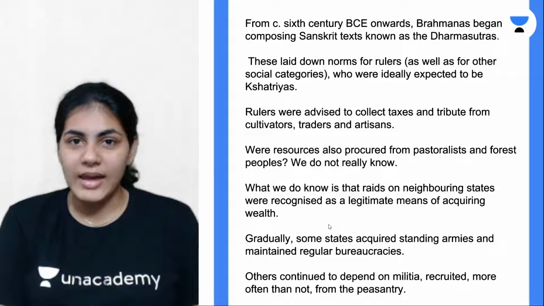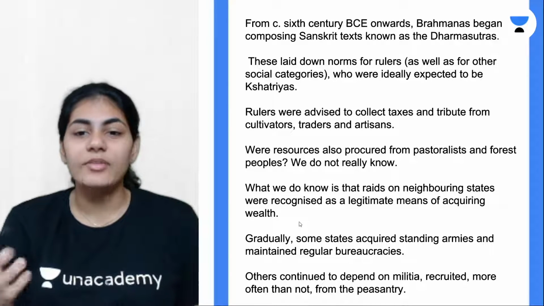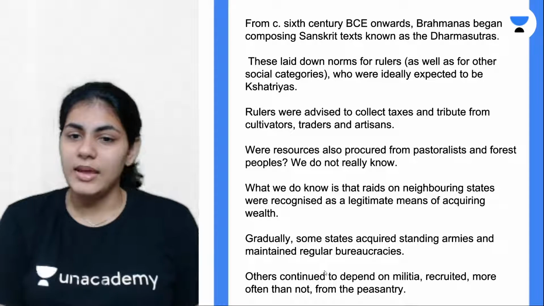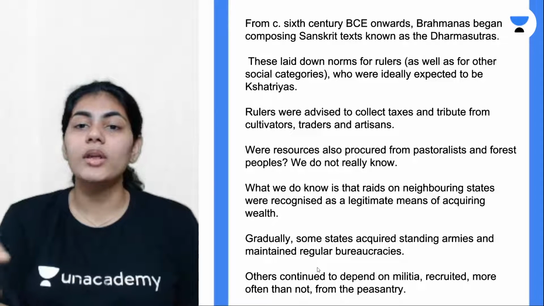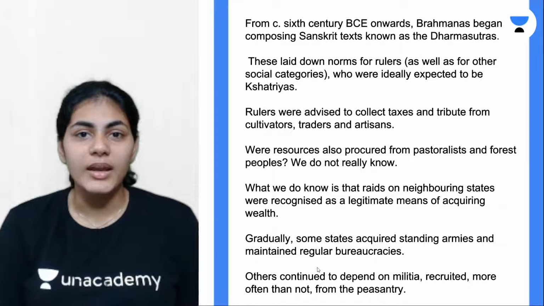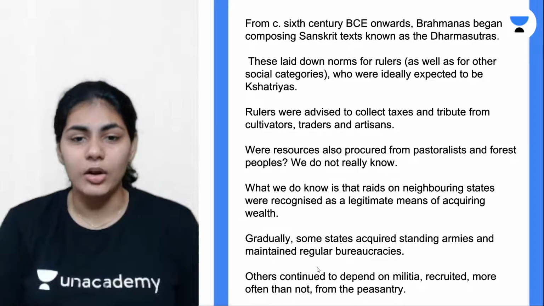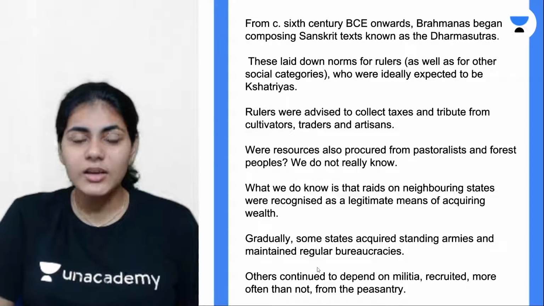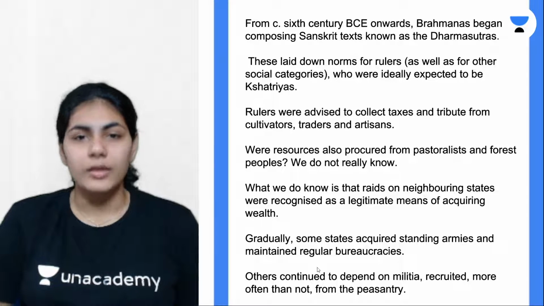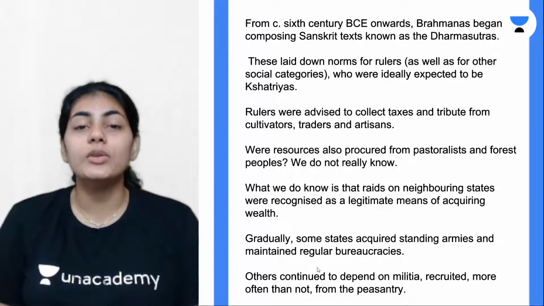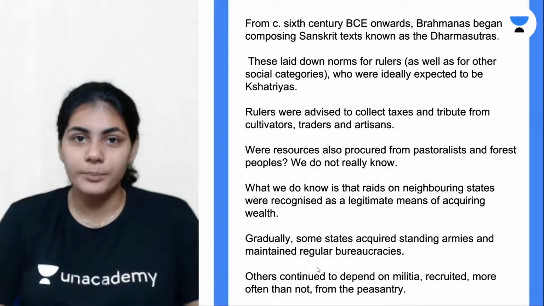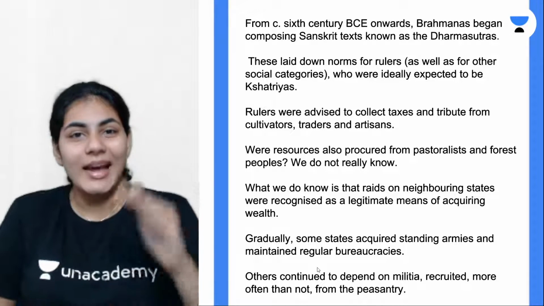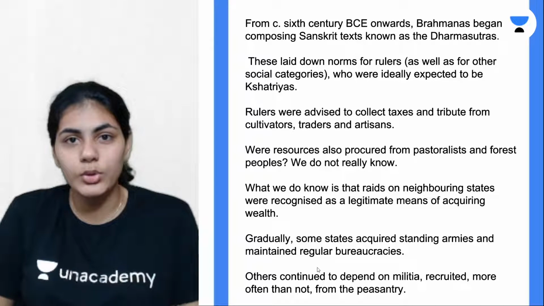So now they have resources by looting other kingdoms. They have enough money to maintain all these bureaucracies and standing armies, right? They have been doing well, but this is only the story of a few of the Mahajanapadas. Other Mahajanapadas or other Sanghas still relied on militia, right? So what is militia? In order to understand what militia is, we need to understand first what standing armies are. Standing armies are nothing but professional soldiers under the direct disposition of the king or the ruler, right?